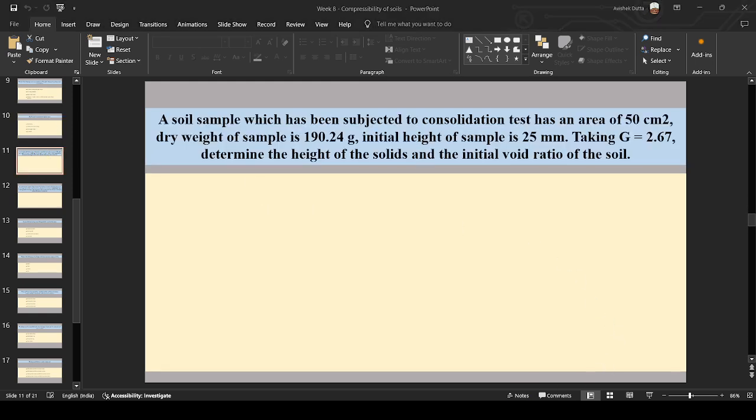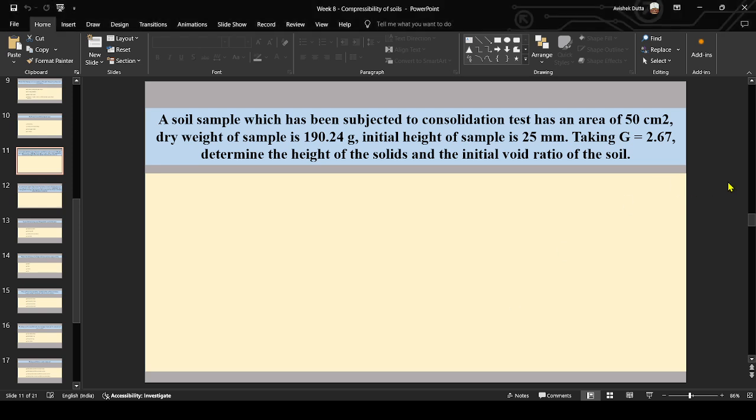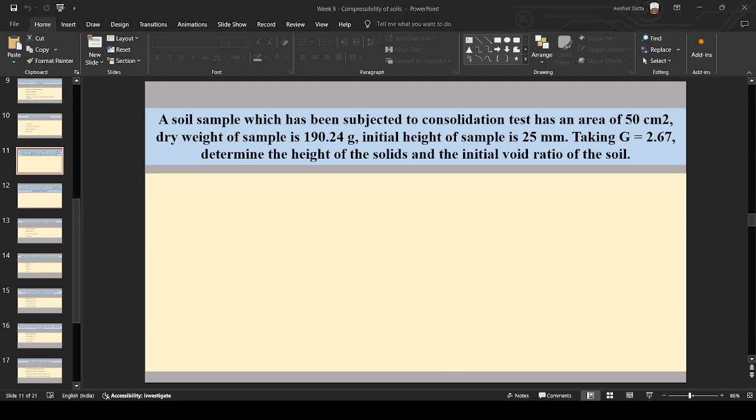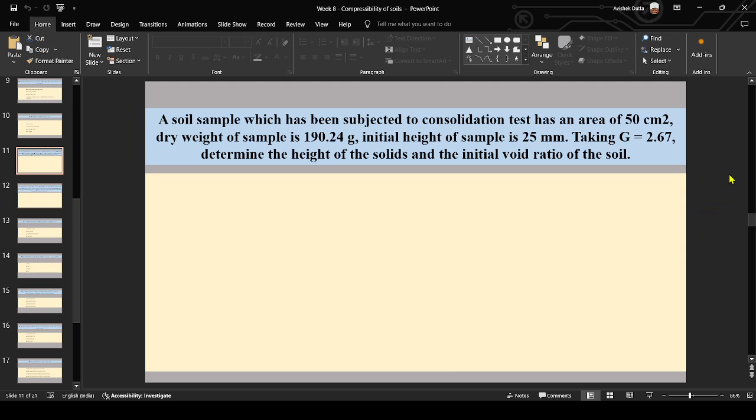Yes, this is a numerical, so write down the data very carefully. A soil sample which has been subjected to a consolidation test has an area of 50 centimeter square. Dry weight of the sample is 190.24 gram. Initial height of the sample is 25 millimeter. Taking G equal to 2.67, where G means specific gravity of the soil solids. Determine the height of the solids and the initial void ratio of the soil.